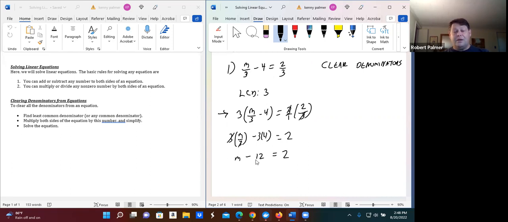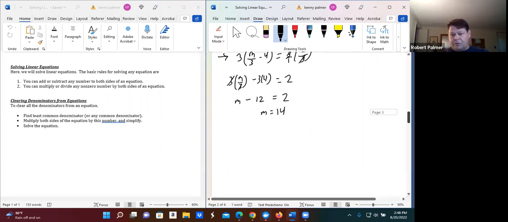Now, if you do this correctly, you should be left with an equation with no denominators. And that's what we have. Now, this time, I'm not going to write out what I'm subtracting. As you do this more and more, you'll be able to do that easily. So here, we're going to add 12 to both sides. So then m is going to be 14. And that's our solution. Once again, of course, if you want, plug that in and try that on your own, check it. You'll see that works. Let's do one more of those.